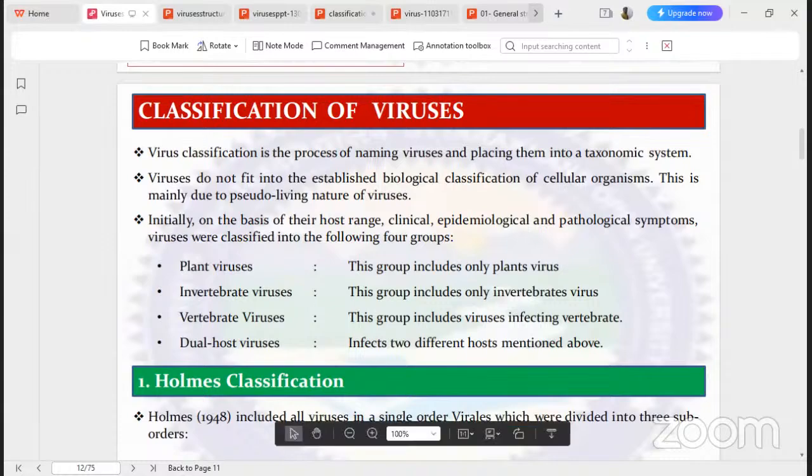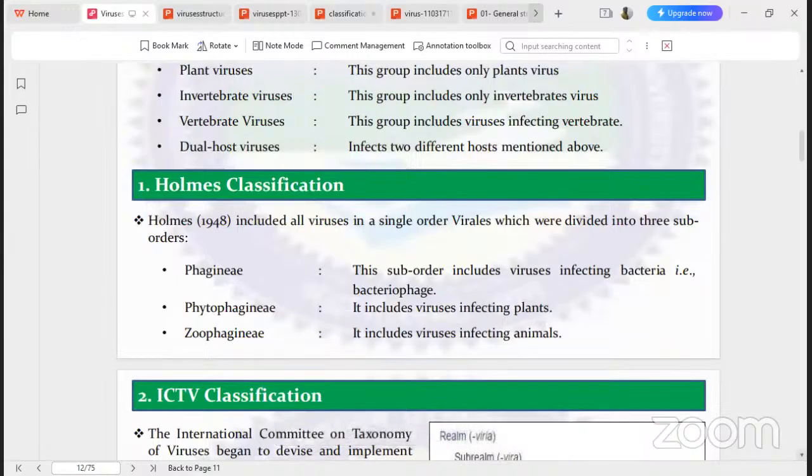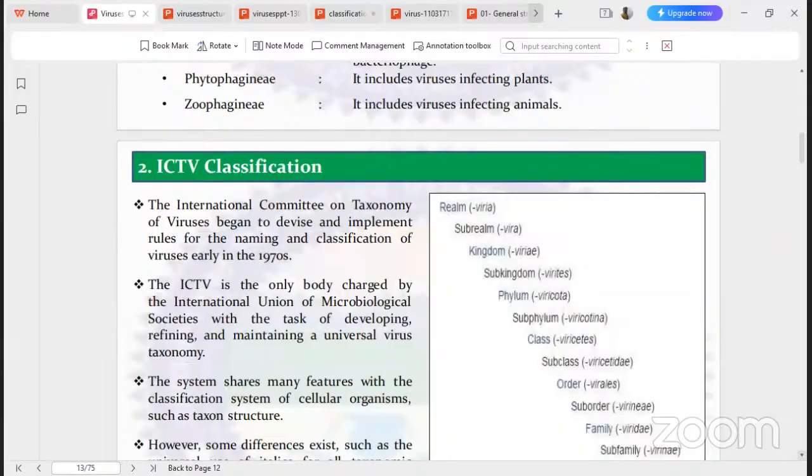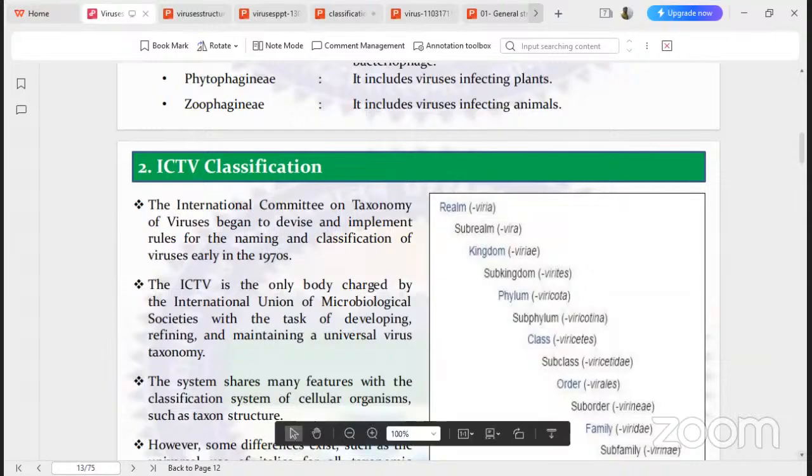Then you can see the Holmes classification. What he said: phage means it infects a host. If it infects bacteria, that is bacteriophage. If it infects plants, phytophage. If it infects animals, zoophage. If it infects cyanobacteria, cyanophage. Like that, phages are named based on the infection: phytophage, zoophage, cyanophage, bacteriophage.